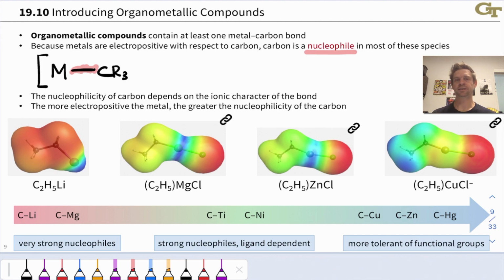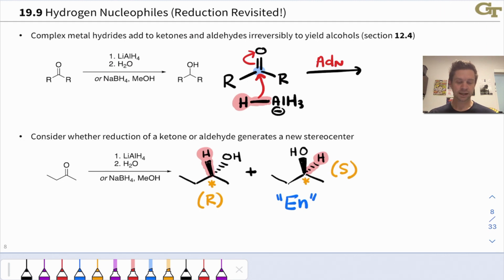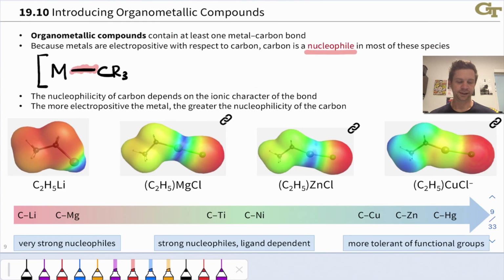The resulting species is known as an organometallic species, or more broadly, an organometallic reagent or compound. Organometallic compounds contain at least one carbon-metal bond. Because metals are less electronegative than carbon, these bonds tend to be polarized toward carbon, making the carbon atom nucleophilic. Carbon in these reagents is nucleophilic for the exact same reason that hydrogen in a complex metal hydride is nucleophilic. It is more electronegative, hydrogen or carbon, than the metal that it's linked to.